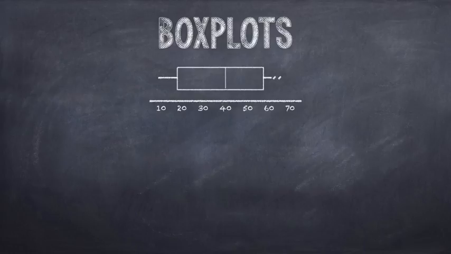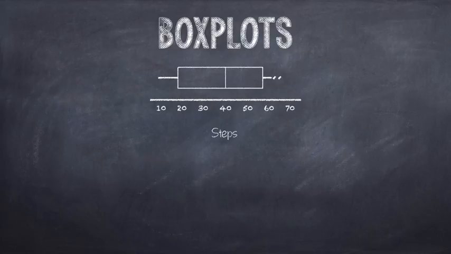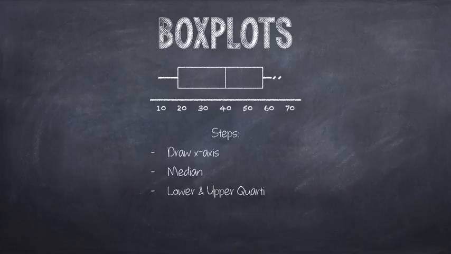A box plot is a graphic that shows the 5 most important descriptive values for a data set. Often, just drawing a box helps students to remember what they need to find. When drawing box plots, it's helpful for students to have a list of steps to follow. I tell my students to first draw the x-axis, then find the median, next the lower and upper quartiles, then find the length of the whiskers, and finally decide if there are any outliers.